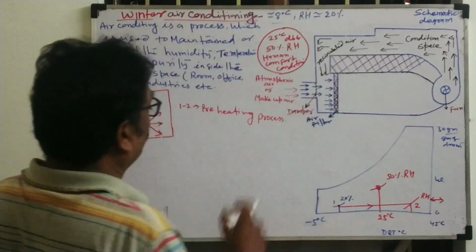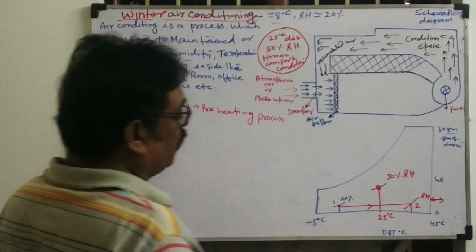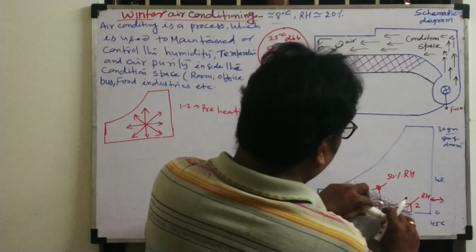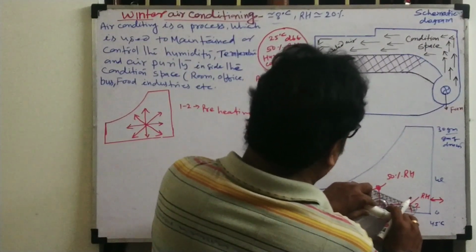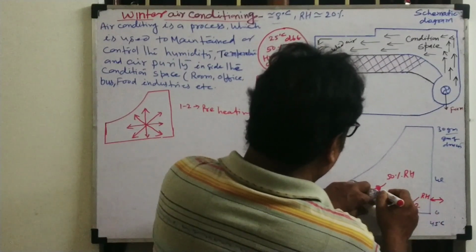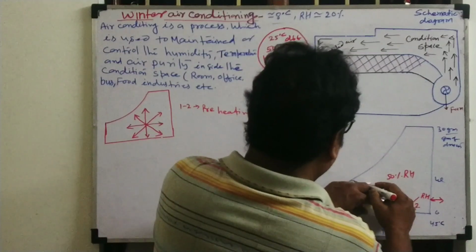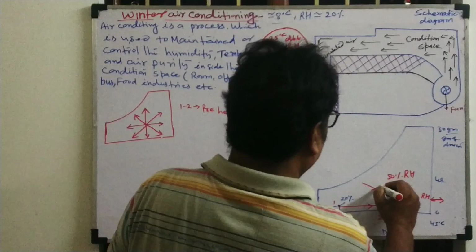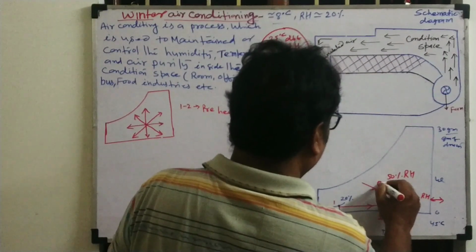So one heating coil, the preheating coil, we did. Now we'll go to the adiabatic humidifier. The second process will be the adiabatic humidifier. Comfort conditions will go a little higher.